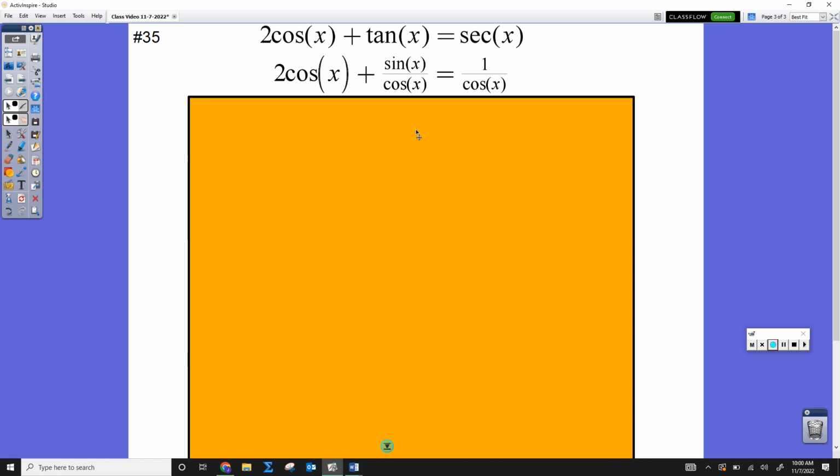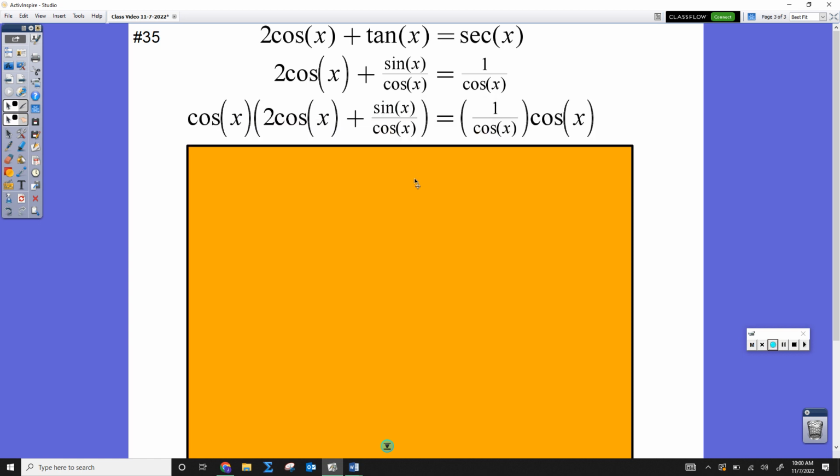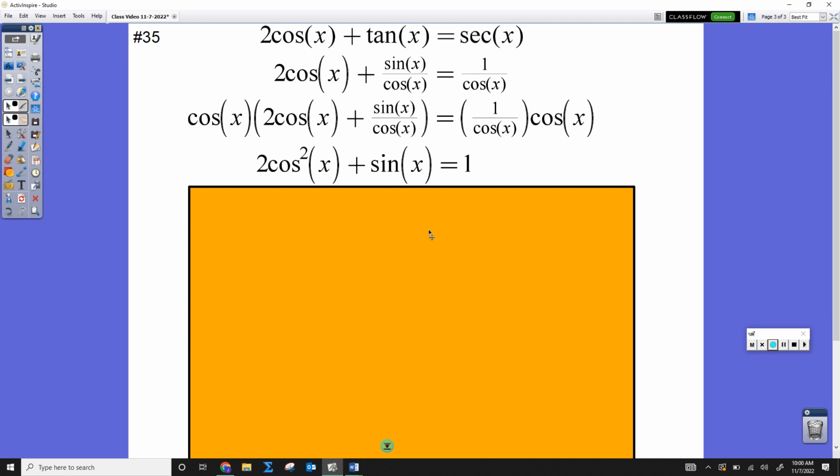And just like you've always done in algebra in the past, the way you want to clear fractions within an equation, for solving an equation, is to multiply by that common denominator. So you can see I said cosine times the left side of the equation, and cosine times the right side. If you distribute that cosine in, this becomes a cosine squared, this cosine simplifies, and on the right side we all end up with 1 as well. So now we have no more fractions.